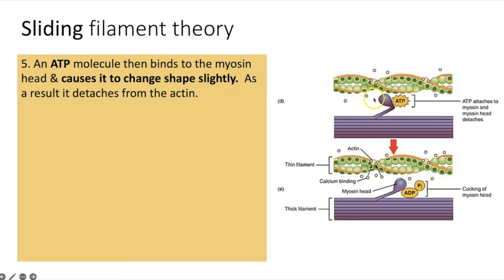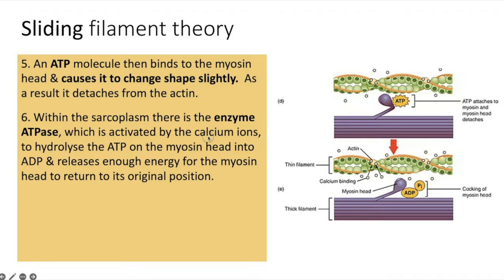An ATP molecule can then bind to the myosin head, and at that point it causes the myosin head to slightly change shape so that it's now no longer complementary to the myosin binding sites, and as a result it detaches from the myosin binding sites on actin.